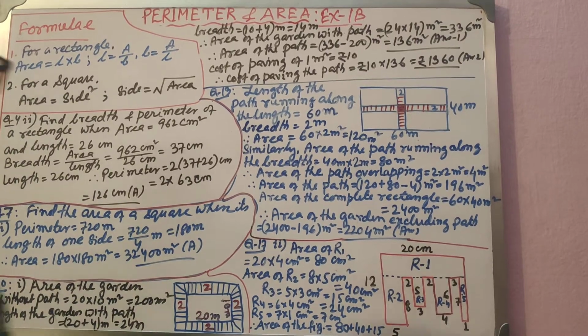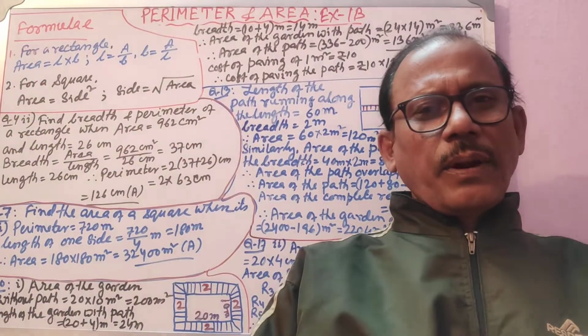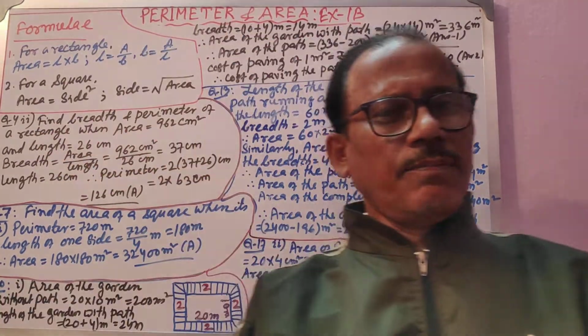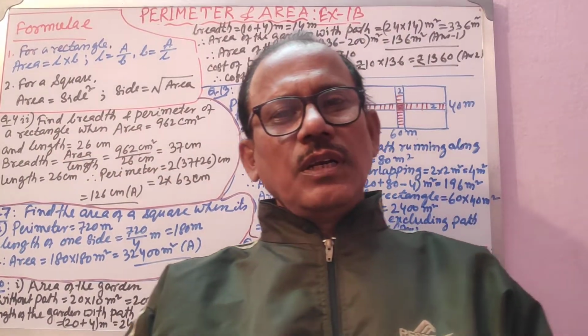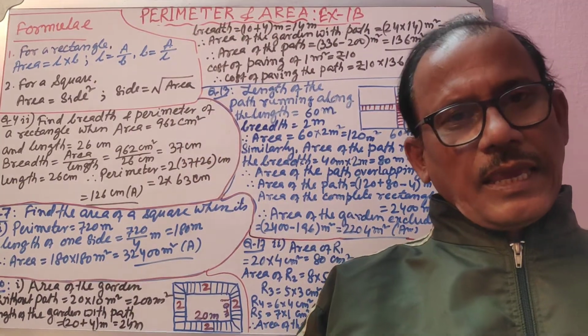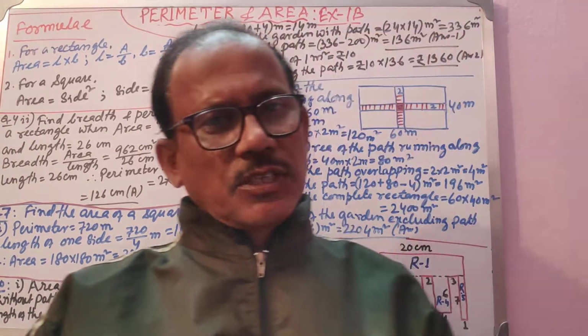Students, you are learning perimeter and area. Now, the perimeter part I have covered, it was very simple. Now area, we'll do area slowly. First we will discuss in this video the area of a rectangle and the area of a square.